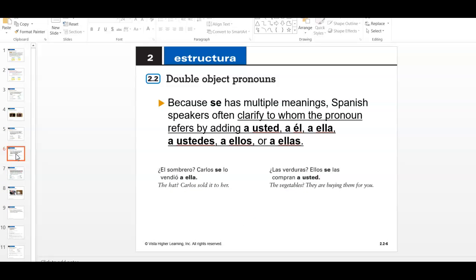Because se has multiple meanings, in order to clarify, you can add a usted, a él, a ella, a ustedes, a ellos, or a ellas. Okay, so in this case, we want to know that it's a girl. So Carlos se lo vendió a ella. Okay, Carlos sold it to her. All right, so se is her, clarification, ella.